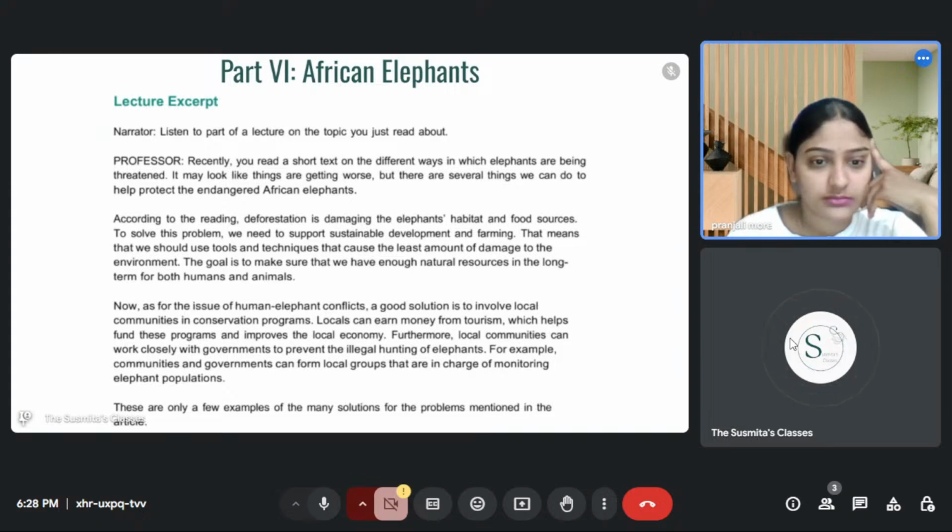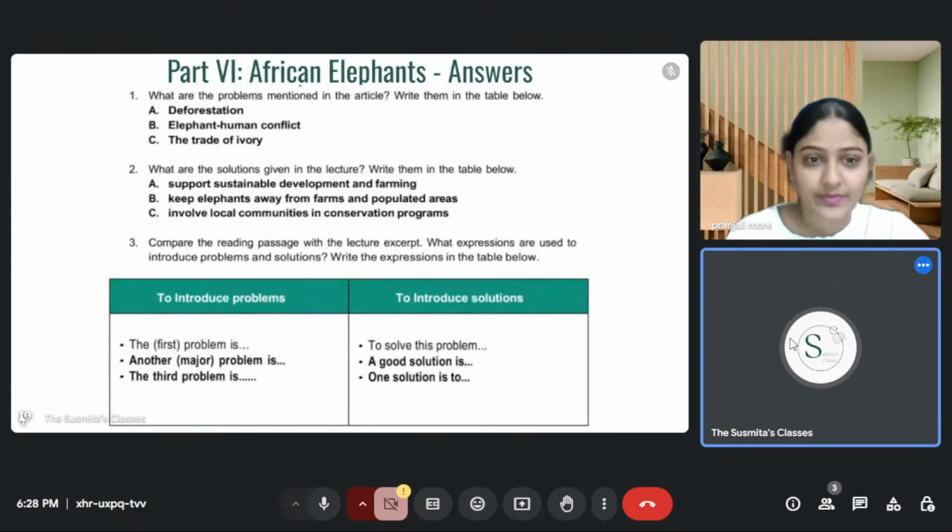You have to write now based on that. Okay, these were your solutions which the professor gave for the problems that we have noted. We noted the problems over there which were correct. I'm sure we have noted it correctly. First one is deforestation, second one is elephant conflict, third is the trade of ivory. The solutions that he gives are: support sustainable development and farming for the first problem; for the second problem, keep elephants away from farms and populated areas; and for the third problem, involve local communities in conservation programs.